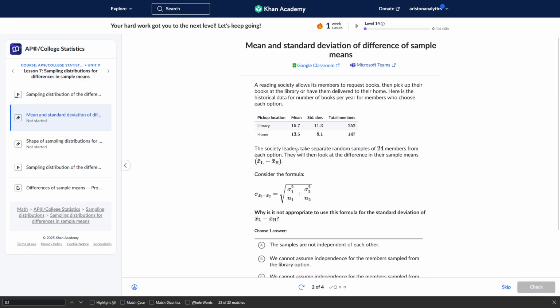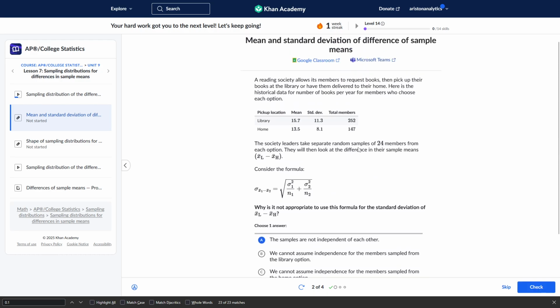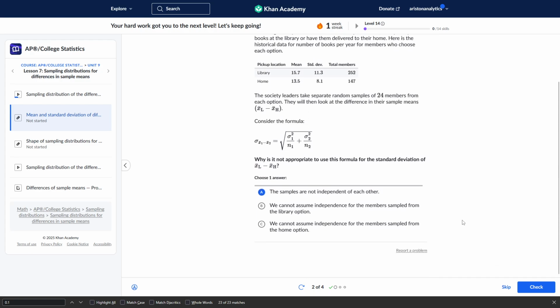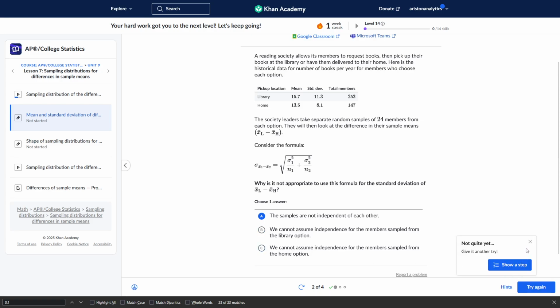Okay, let's go back to the very basics. So, establish independence. Request books, pick up their books, have them delivered. Here's the historical data. Society leader take separate 24 samples, look at the difference. Okay. They're not independent. Wait, pick up location. I think that makes sense, right? It's still the same library.